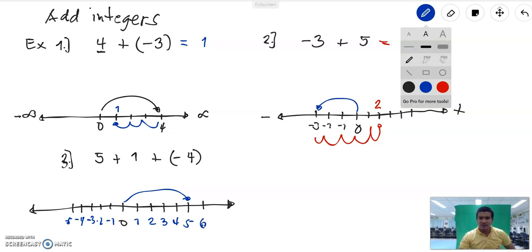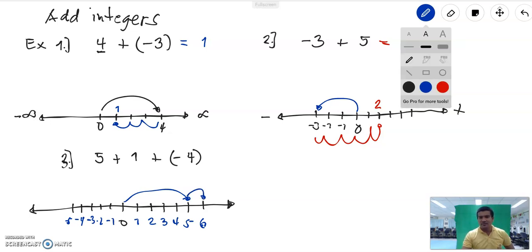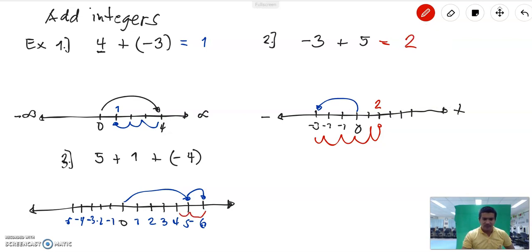The next one, we have to add negative 4. So from here, it jumps to 6. And then now we have to add negative 4. So therefore, it will go to the negative side by 4 units. So we will have 1, 2, 3, and 4. So the final answer we will get is equal to positive 2. Okay, so this is our answer.